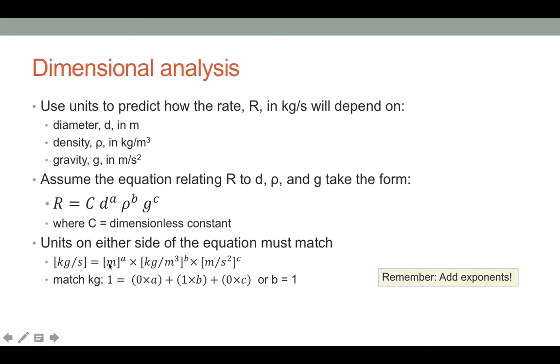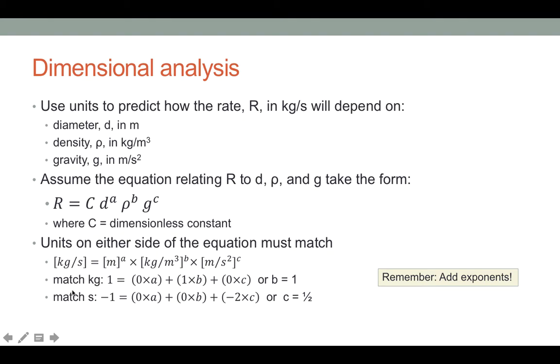Well, over here, there is no kilograms, so this is kilograms raised to the 0 power, so that's 0 times a. Plus, over here I have kilograms raised to the first power times b. Here I have no kilograms again, so that's 0 times c. All of those have to add up to 1, or b must be 1. The only way to match the kilograms on either side of this equation is if density is raised to the first power. So the rate must be linearly dependent upon the density.